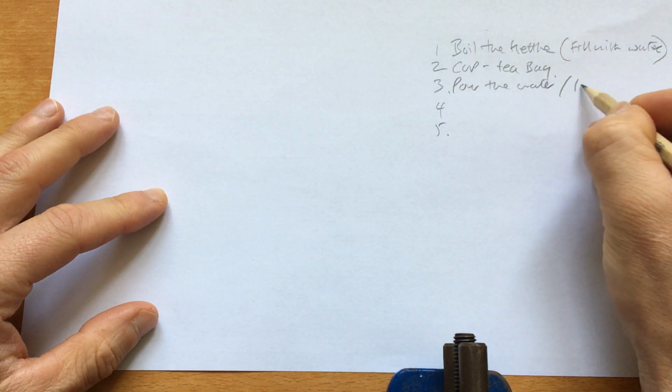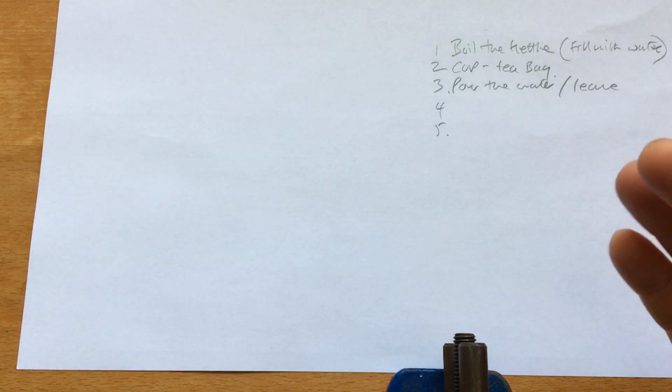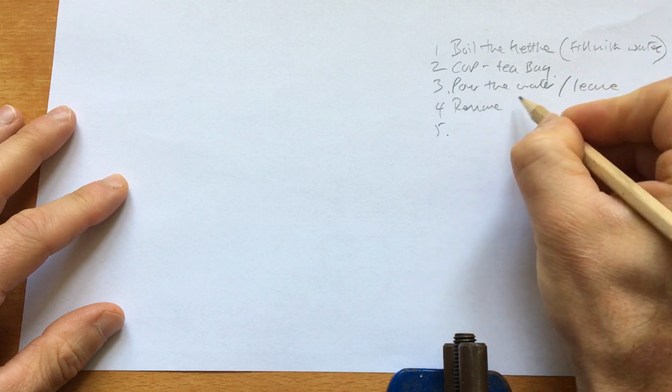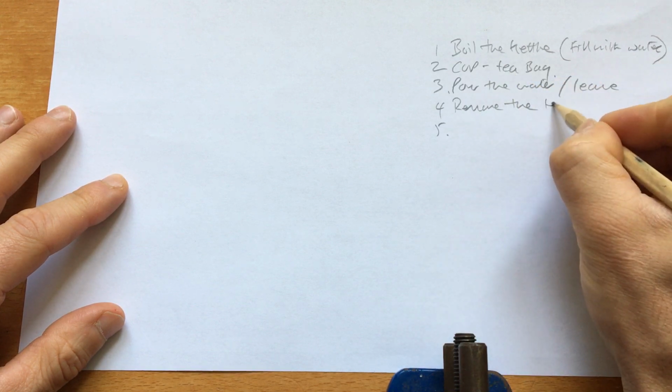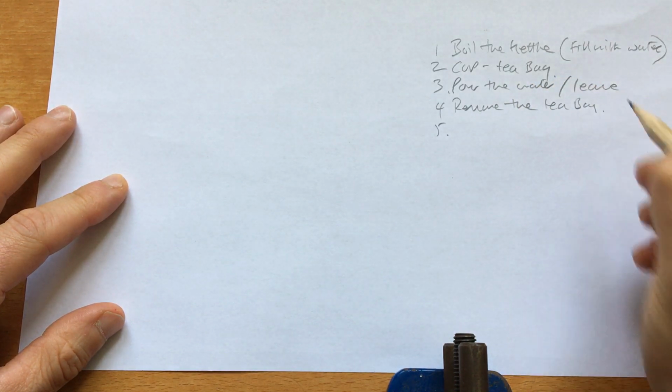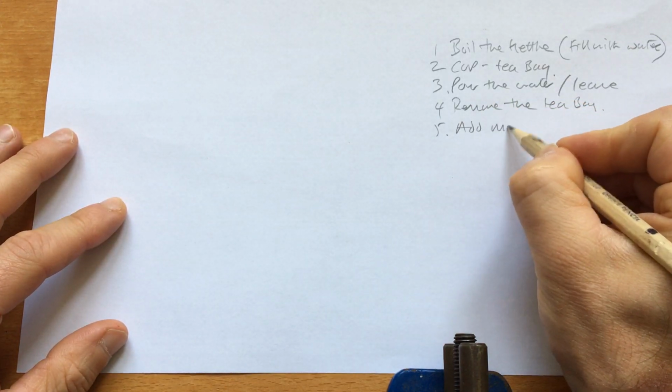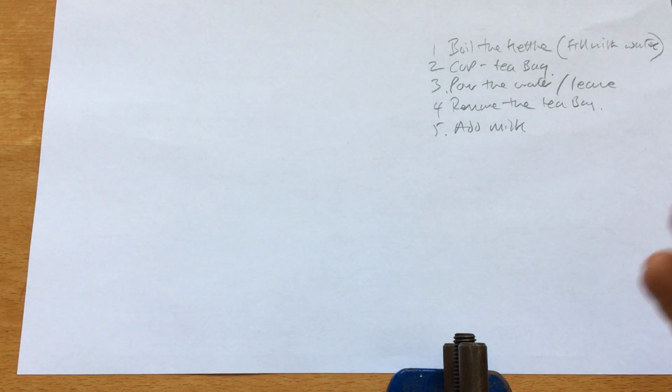I'll have to leave some time for it to brew. If you want to put sugar in, you can do. I need to remove the tea bag. And finally, what I then need to do is add milk. Okay, so now I need to generate some ideas for these.